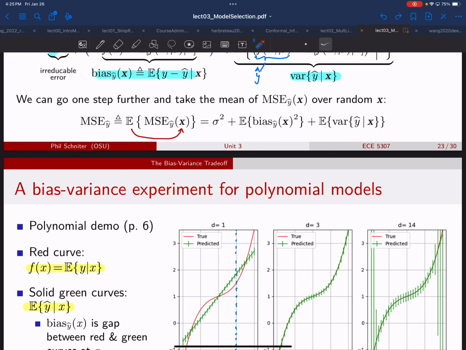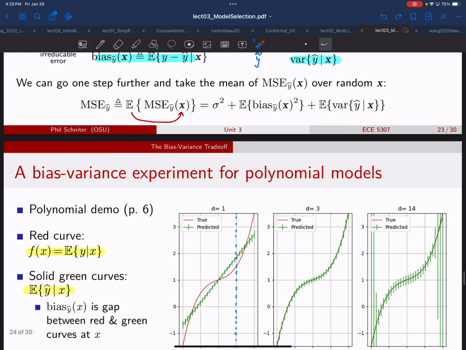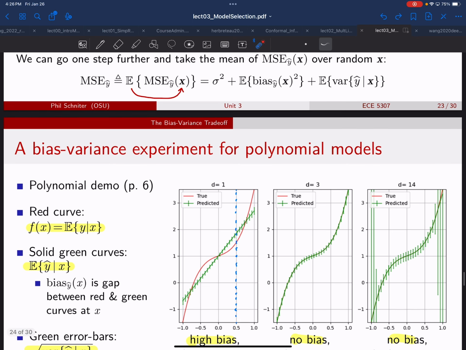I think inevitably you can find some x for which you kind of get lucky. That on average, for that particular x, I'm getting the predicted target and the true target to match. But at other x, maybe not. So we want to see if this is true at all x.